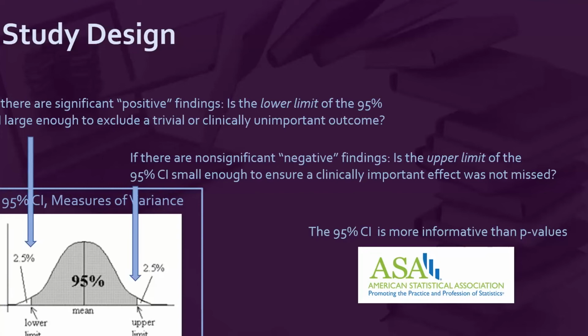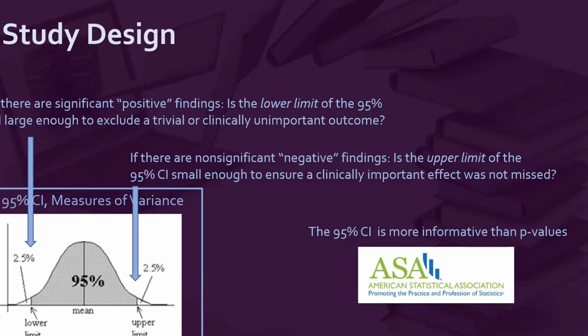So also you can think about those limits and what they mean. So if there's a statistically significant positive finding, you can actually look at the lower limit of a 95% confidence interval just to be sure that it was big enough to exclude a clinically unimportant outcome. And then conversely, if there's a non-significant or a negative finding, you can actually look at the upper limit just to be sure that it's small enough to ensure that a clinically important effect wasn't somehow missed.